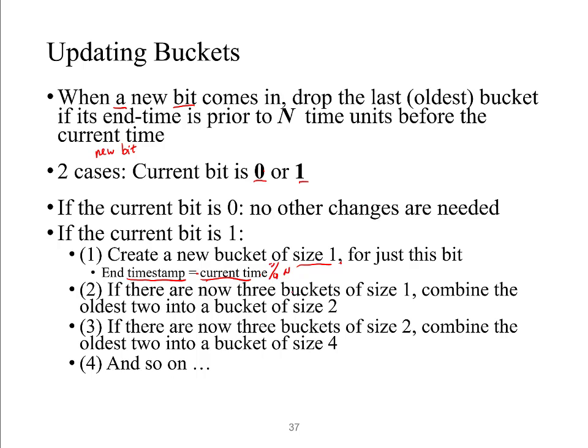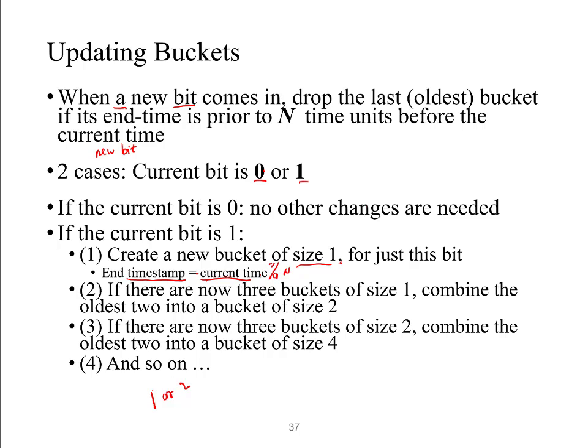Since we have a new bucket of size 2, it is possible that there are now 3 buckets of size 2. If that happens, we combine the oldest 2 into a bucket of size 4. Then we have only 1 bucket of size 2 and a new bucket of size 4, and so on and so forth, because in this case you may have 3 buckets of size 4. But when do we stop? We stop when we have either 1 or 2 buckets of the same size.